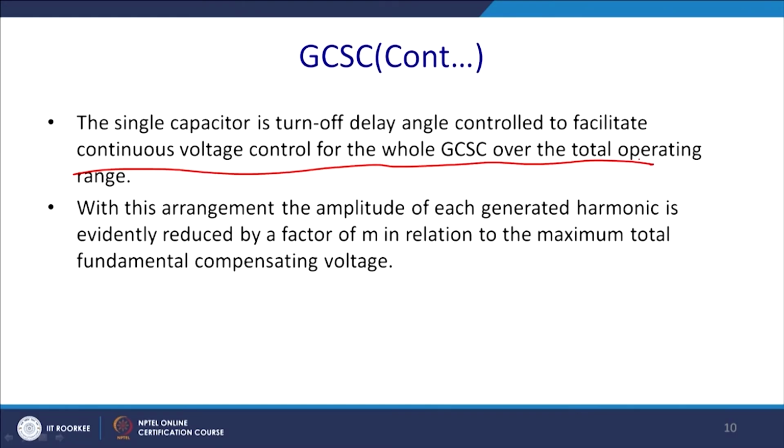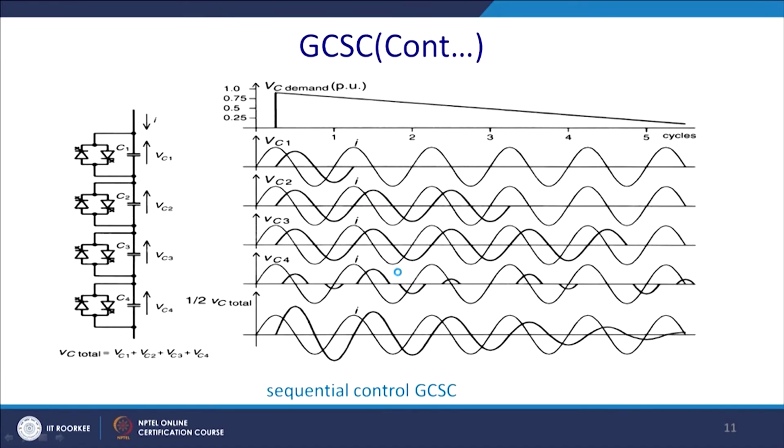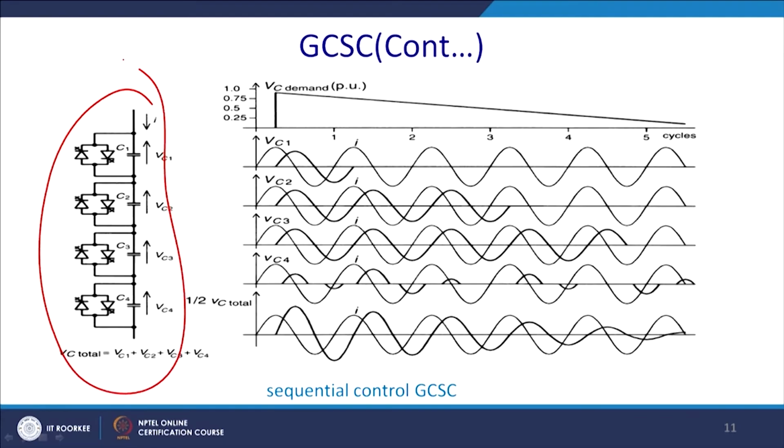With this arrangement, the amplitude of each generated harmonic is reduced by the factor of M in relation to the maximum total fundamental component of the voltage. So, you can increase the number of valves and thus reduce the content by 1 by M times. This is the way of operation. The total voltage is Vc1, Vc2, Vc3, Vc4, and these anti-parallel GTOs are connected. So, this is the VCC.